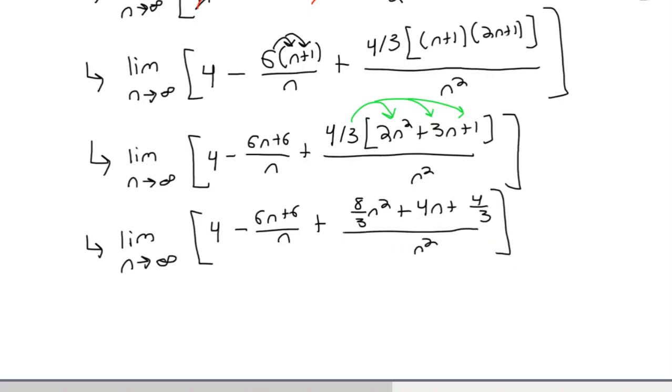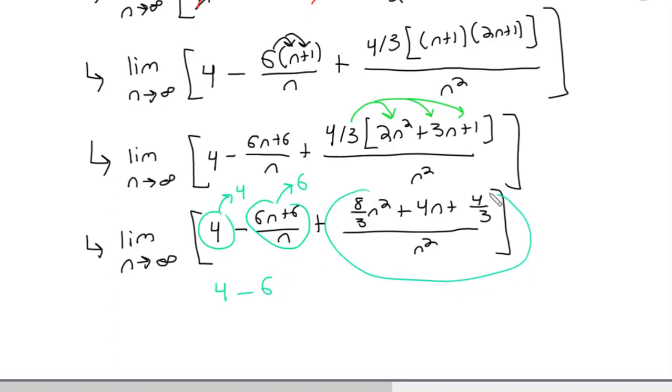Now what's going to happen? If I take the limit, this will go to 4, and this will go to 6. Remember, it's the ratio of the leading coefficients if the degrees of the numerator and denominator are the same. And this will go to 8/3. So 4 minus 6 plus 8/3. We don't write the limit anymore because we evaluated it. If I compute all of that, we get the answer of 2/3. I'll write that in black to show it's the final answer. 2/3 is our final answer.